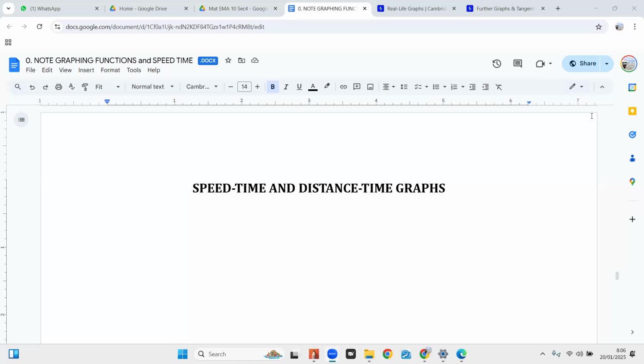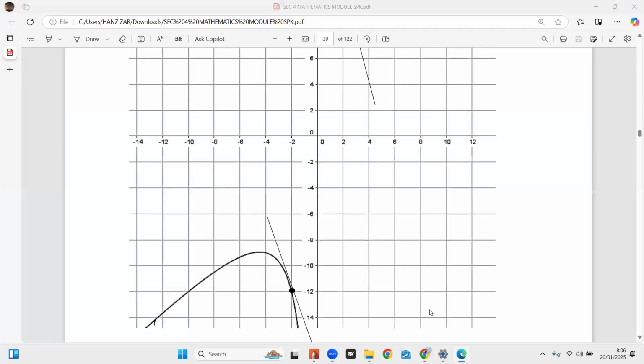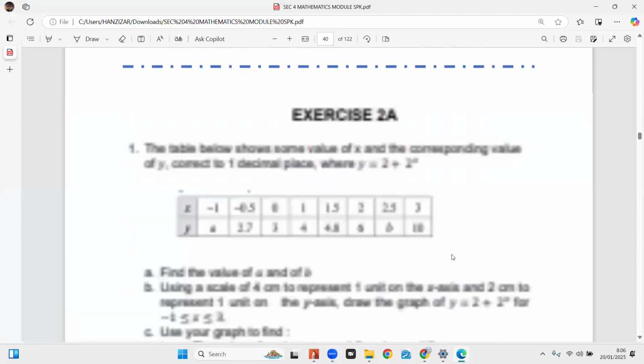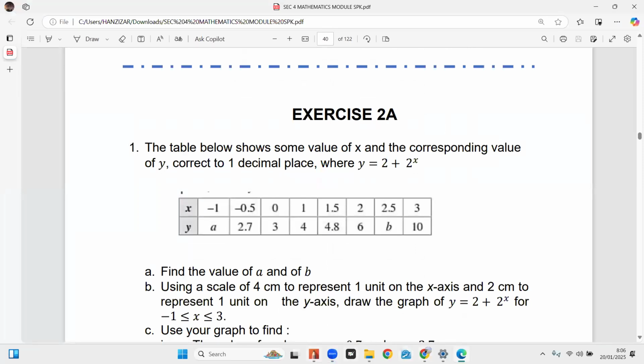Okay, guys, so today we're going to discuss speed-time graphs and distance-time graphs. We have the modules already, but I'll give you the explanation about distance-time and speed-time. What is the difference? Actually, distance-time and speed-time graphs are an application of graphs and functions. Okay, let's see. Distance-time graph first, the easiest graph.